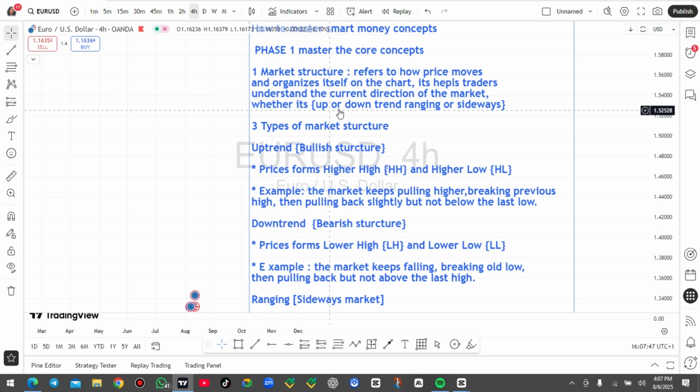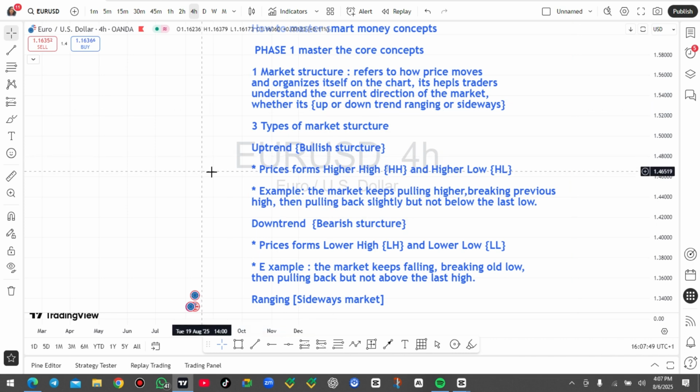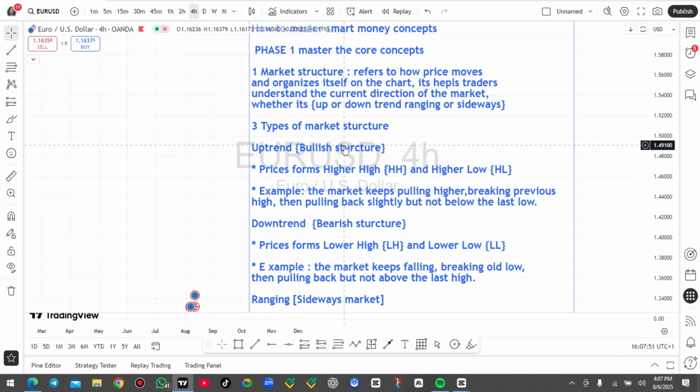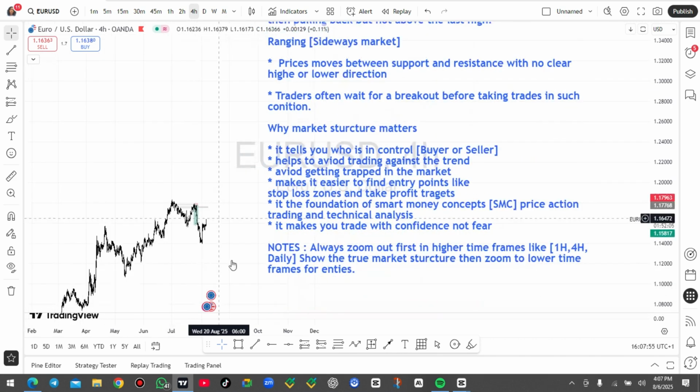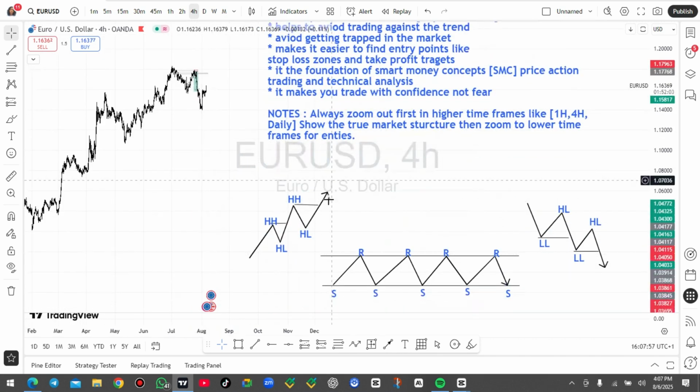Now we have three types of market structure. Number one, we have the uptrend, the bullish market structure. Let's check an example of a bullish market structure. This market is making higher high, higher low, higher high, higher low, higher high, higher low. The last low is protected and the last high is broken, telling you that this market is going up.